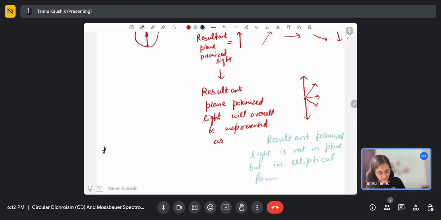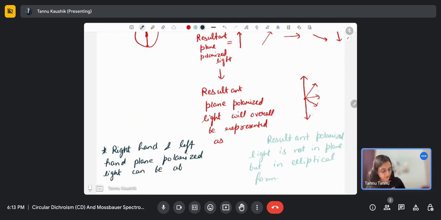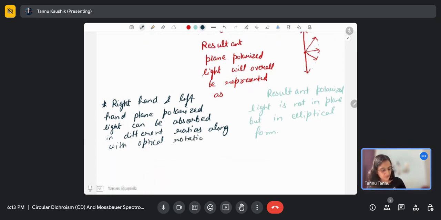So the point here is that right hand and left hand plane polarized light can be absorbed in different ratios, along with optical rotation of the light by the chiral sample.